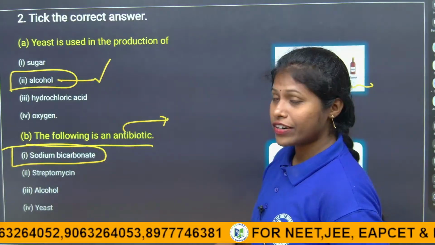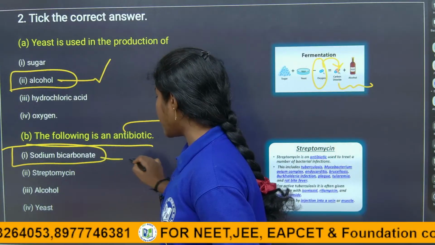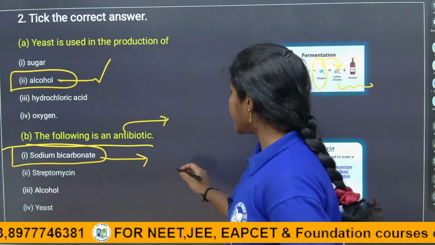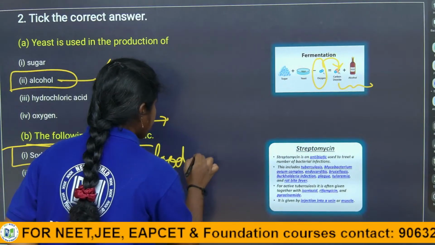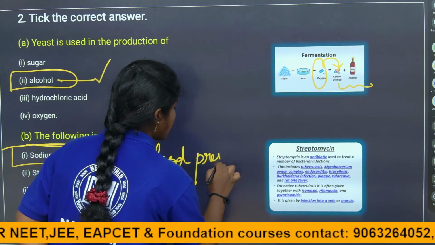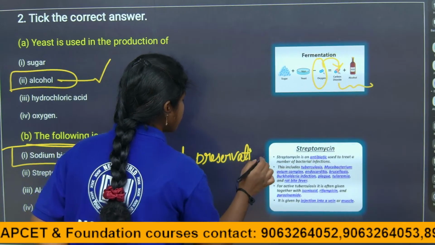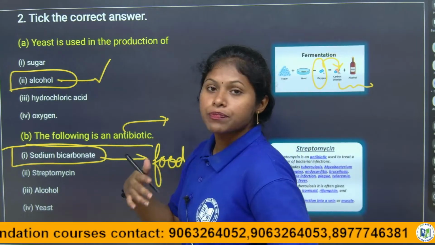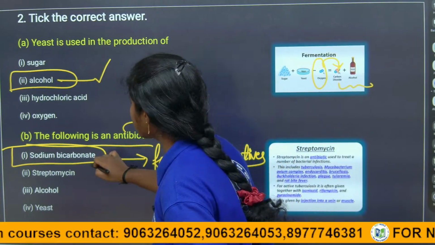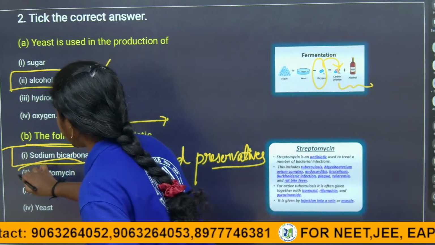So, see if it is there or not. The following is an antibiotic. Sodium carbonate is a food preservative. When we studied food preservation methods, children, what did we learn? Some chemical food preservatives are used to avoid the spoilage of food. Sodium bicarbonate is one of them, right. Next, streptomycin, it is an antibiotic.